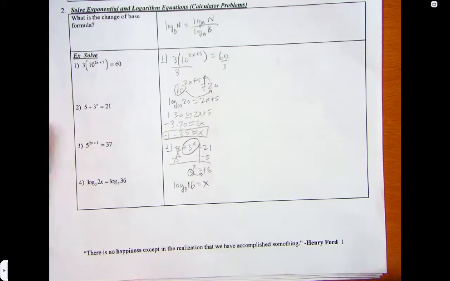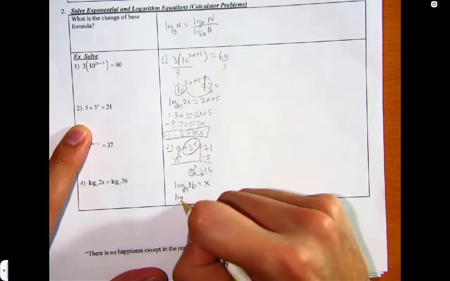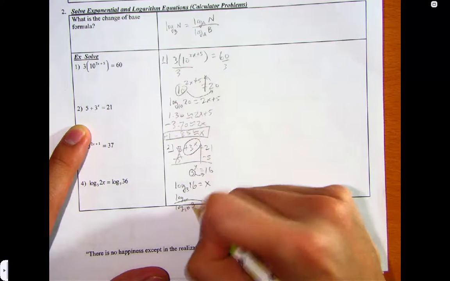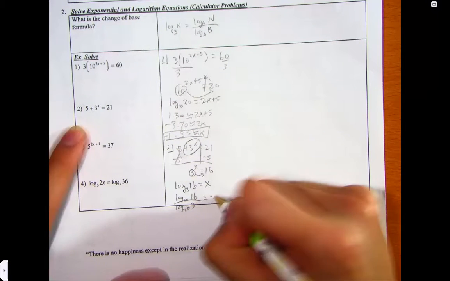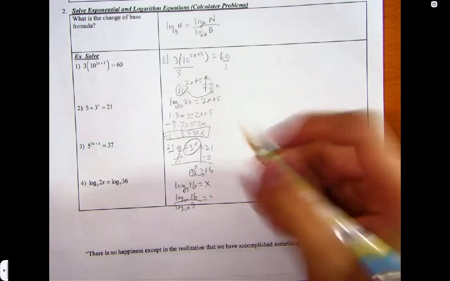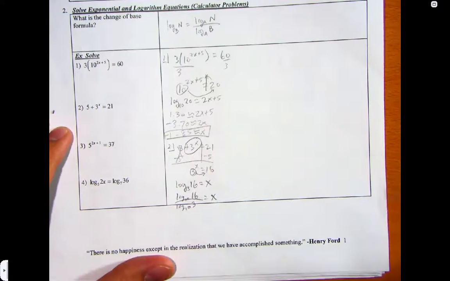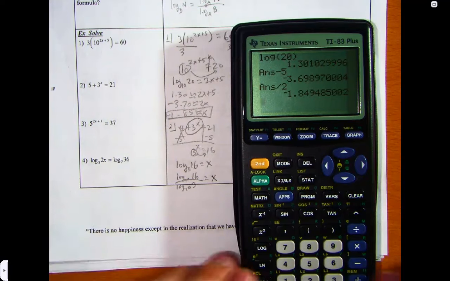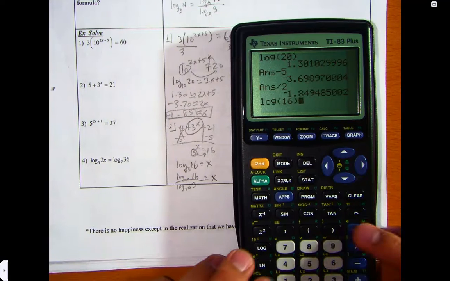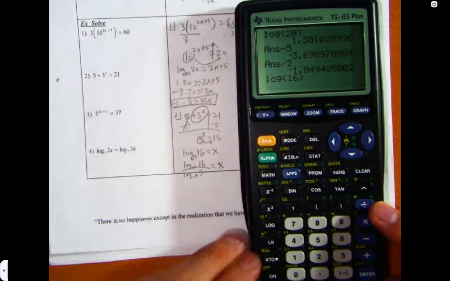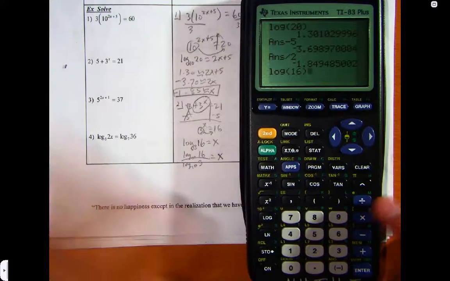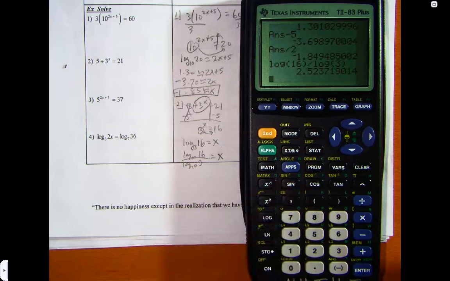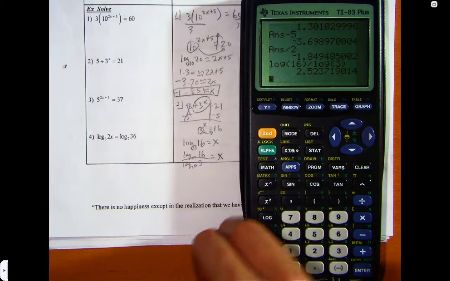Now, I'm going to use my calculator, so I have to change it to a base of 10. So log over log. The base is on bottom, so 3 is on bottom, 16 is on top. Just put that in my calculator. Log 16 divided by log 3. So my answer is 2.52.